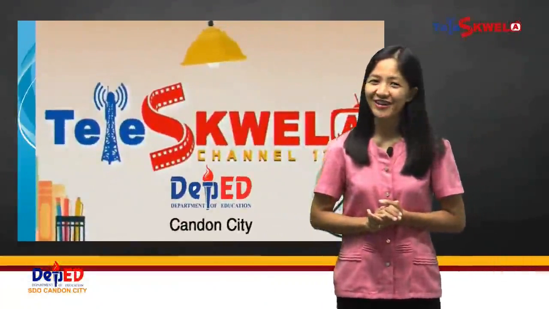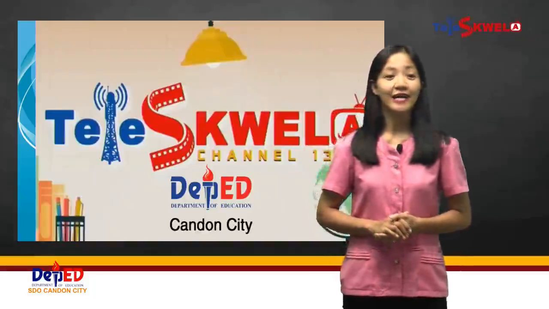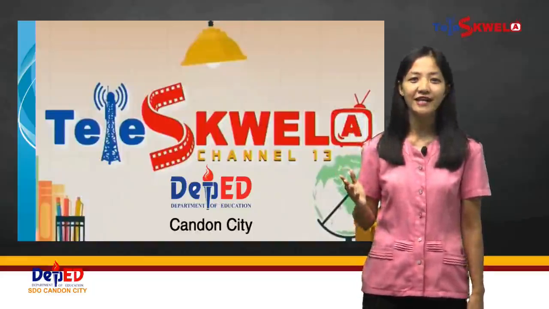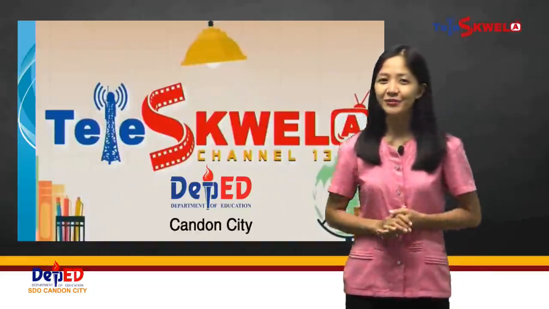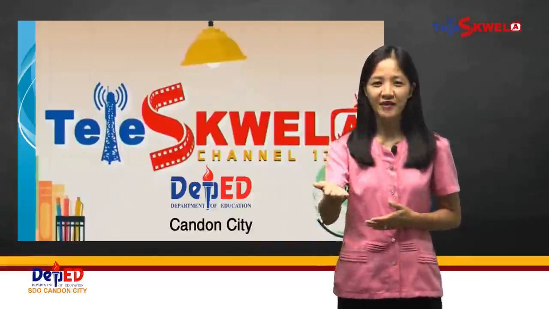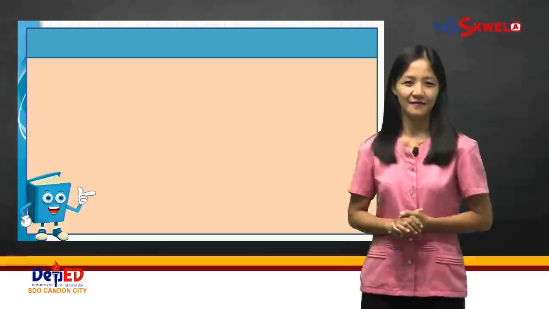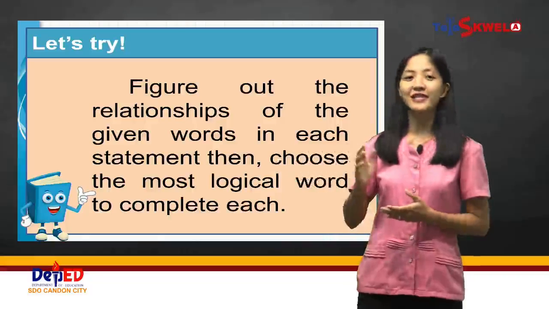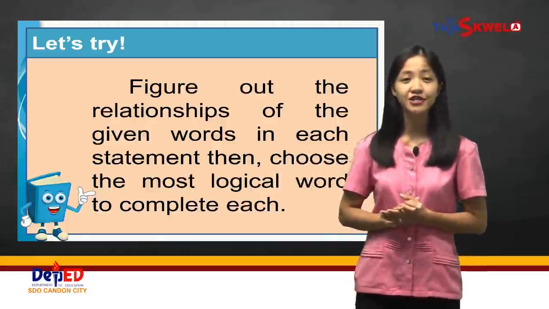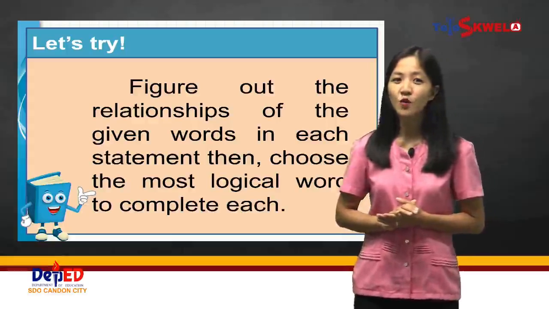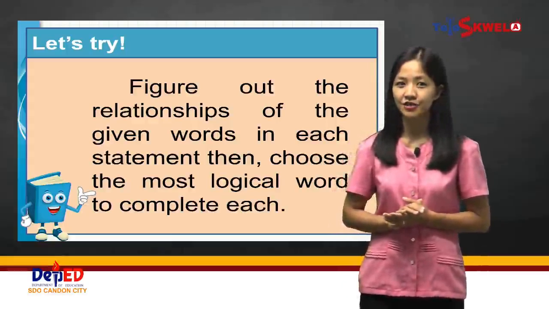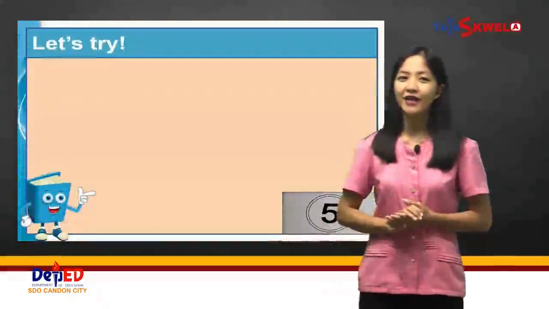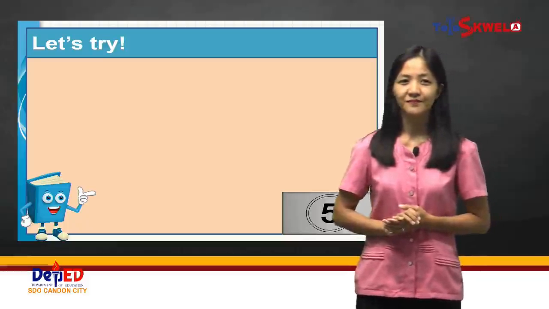But before we start, let us have a try. Let us see if you will be able to determine how words are related or connected by answering this preliminary task prepared for you. What you will do is figure out the relationships of the given words in each statement, then choose the most logical word to complete each. You are given 5 seconds to answer. Kindly write your answers in your notebook.